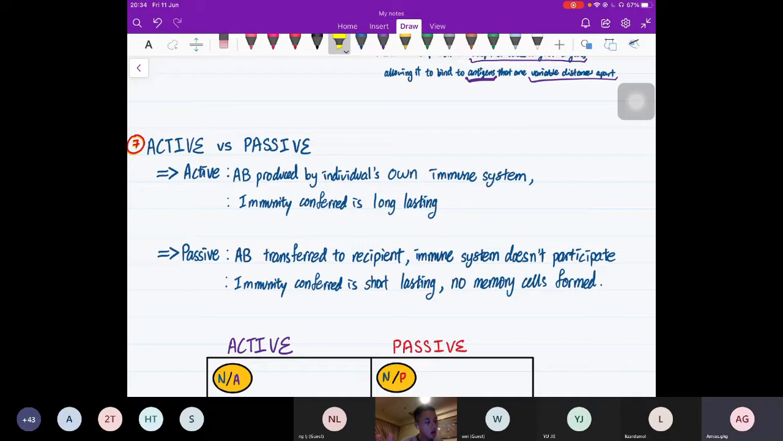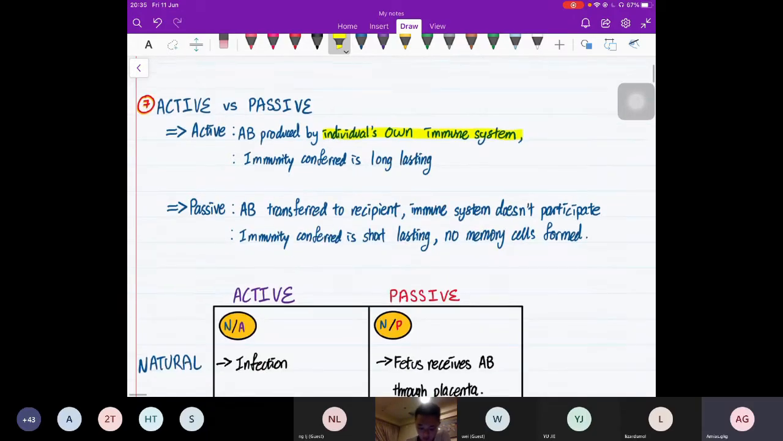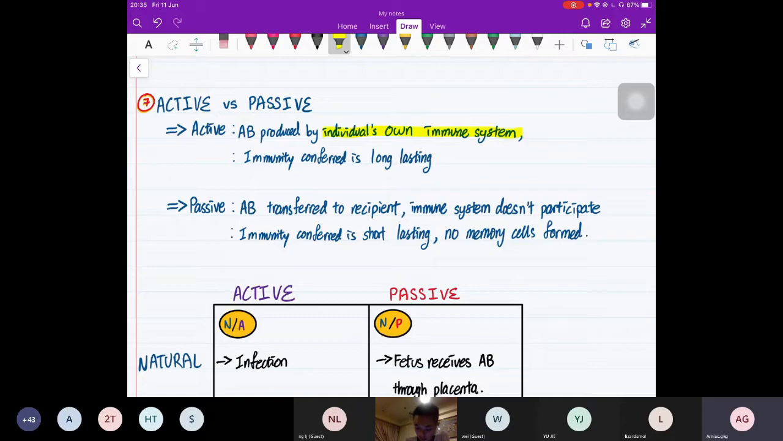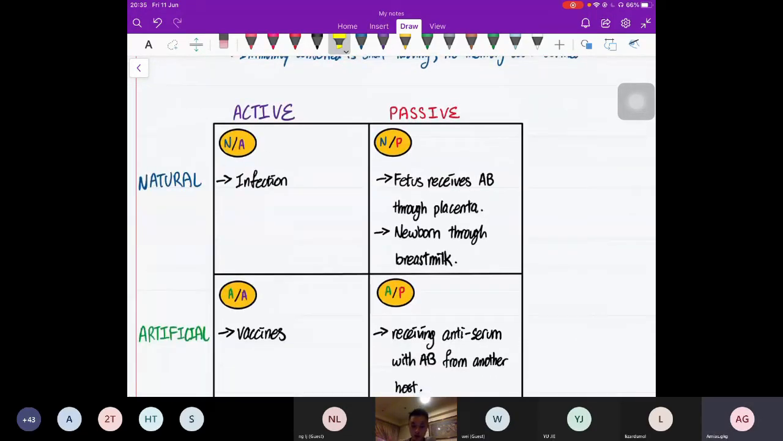when you have passive immunity. So active immunity versus passive immunity: one has memory cells formed, one doesn't. And it all goes back to whether the individual's own immune system participates or doesn't participate. Next, natural versus artificial. How to differentiate these two ideas? You can think of natural as something that can happen 300 years ago, and artificial as something that can only happen in 2021. I will explain this later.